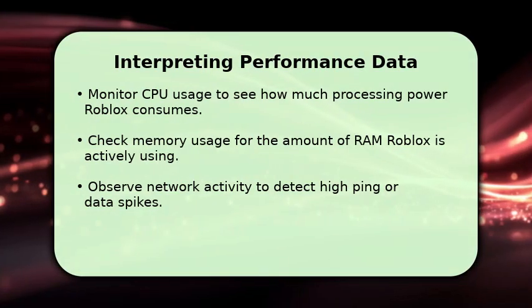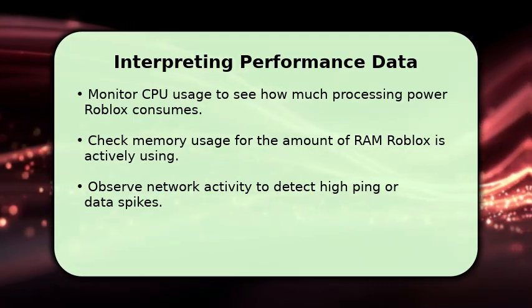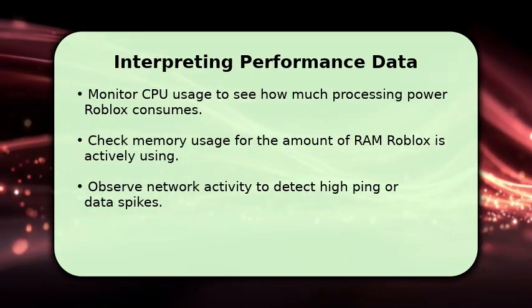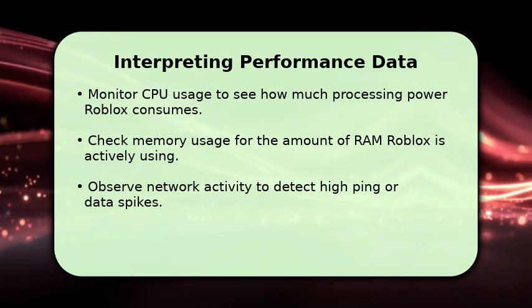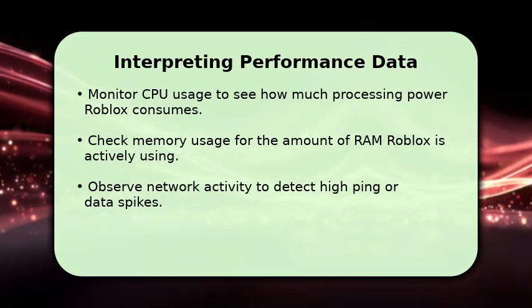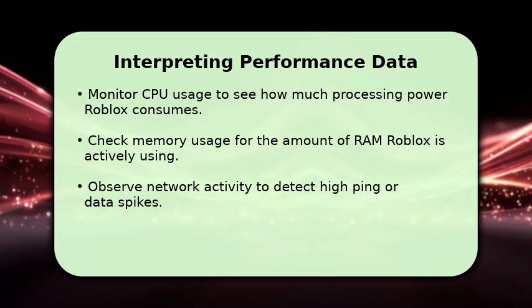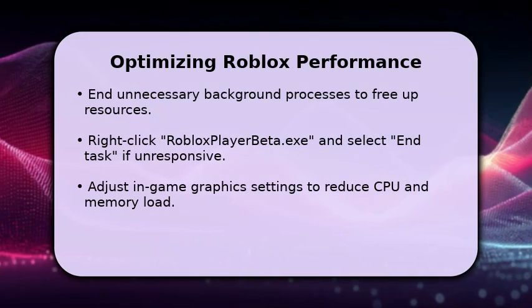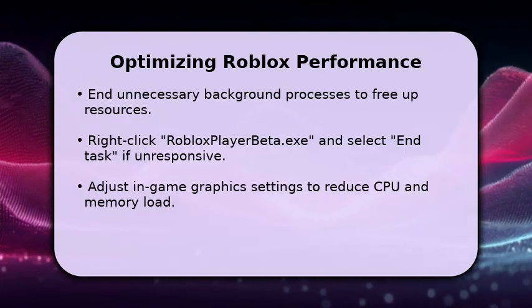The Task Manager displays crucial performance metrics. The CPU column shows processor usage, while memory indicates RAM consumption, often in hundreds of megabytes or a few gigabytes. Network reveals data transfer, which might spike when loading a game. High numbers in any of these areas, such as over 80% CPU or several gigabytes of memory, could suggest a performance problem or lag.